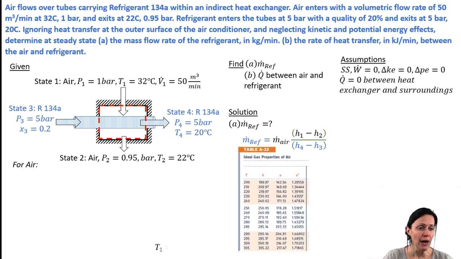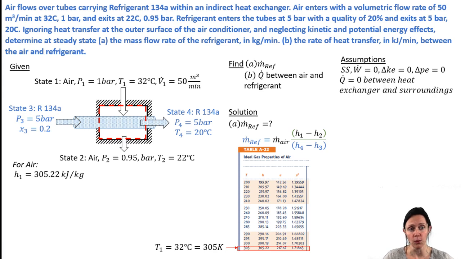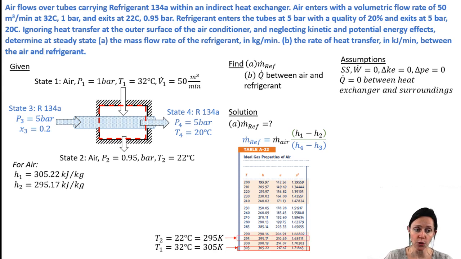So for the air, I can figure out my h values by looking up the h value at T1 and P1. T1 is 32 degrees Celsius or 305 Kelvin. I could do the same thing for T2, 22 degrees Celsius or 295 Kelvin, and get my h value there.